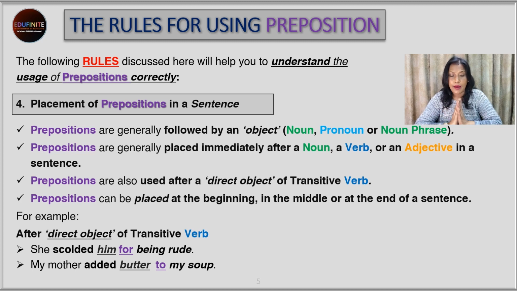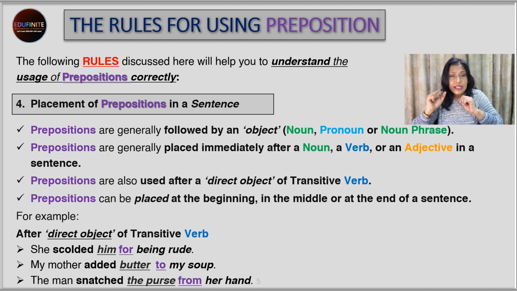Next, my mother added butter to my soup. So over here we see added is the verb, or the transitive verb, which has the direct object butter. My mother added what? Butter. So that's the direct object. Now after that we have the preposition to and its object is my soup. So this is how they are placed.